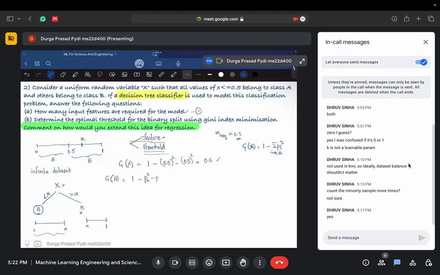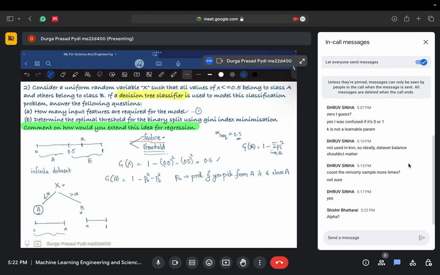PA is basically the probability that if you pick a point from this capital A, it should belong to class A. So what is the value of PA? Alpha. So okay, now we have to make a little more assumption.